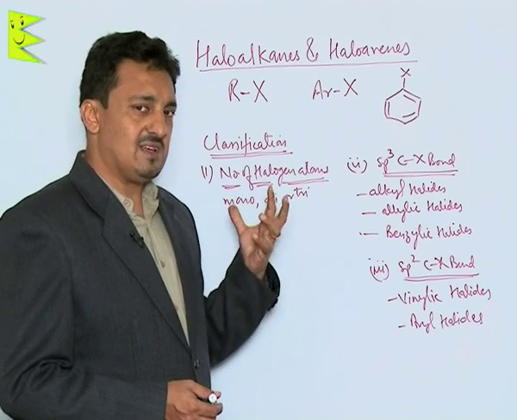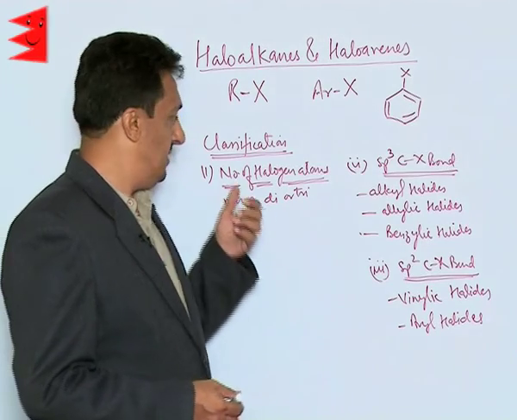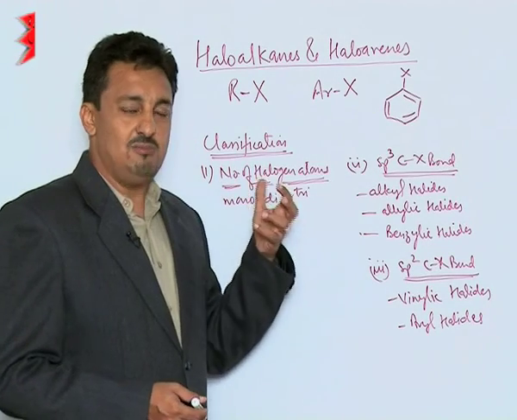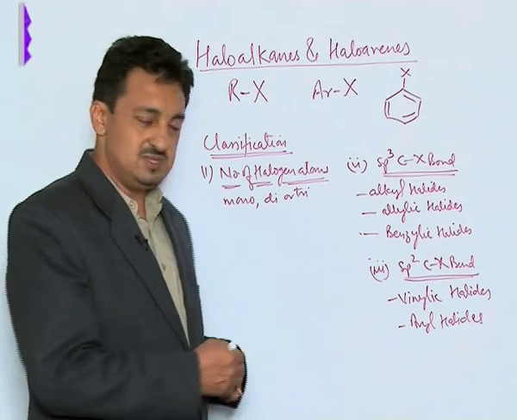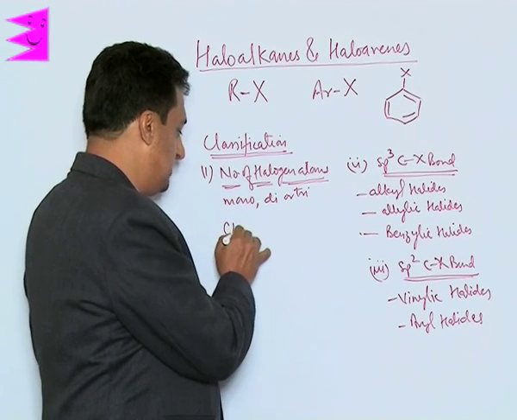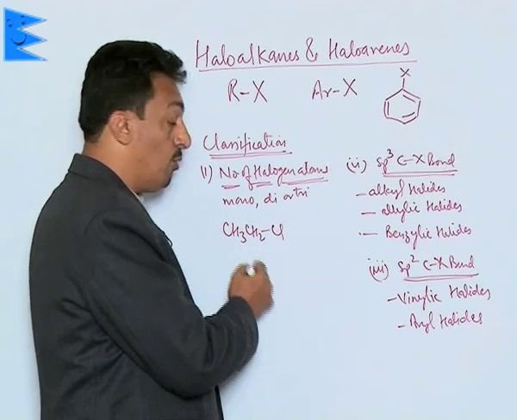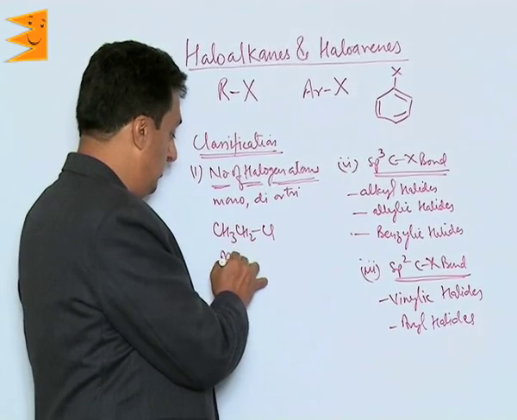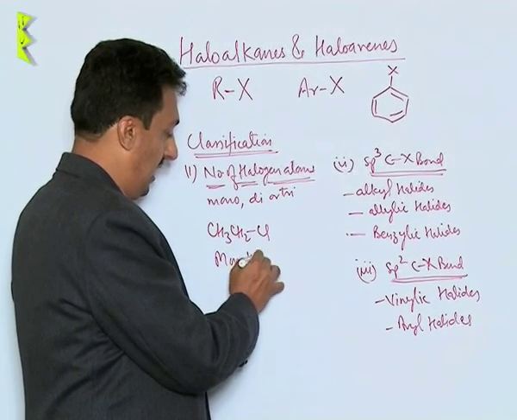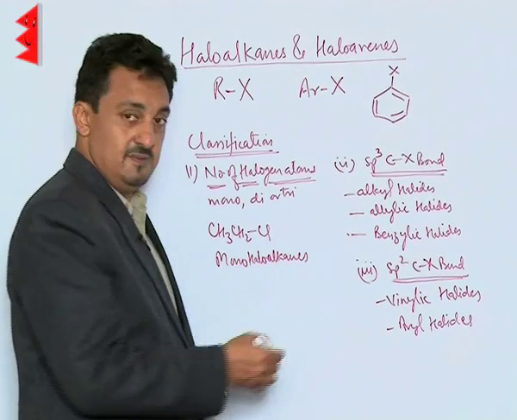Let us first classify them in order to have their complete study. The classification is done mainly on three bases. First is on the basis of the number of halogen atoms present. If a compound has only one halogen, it is called a monohaloalkane. I am not giving the IUPAC names right now because that will be done later on.